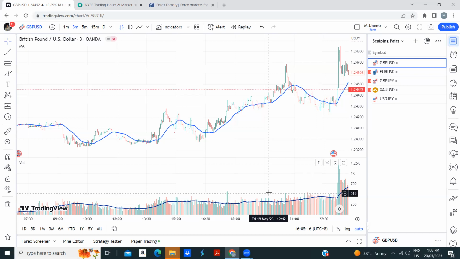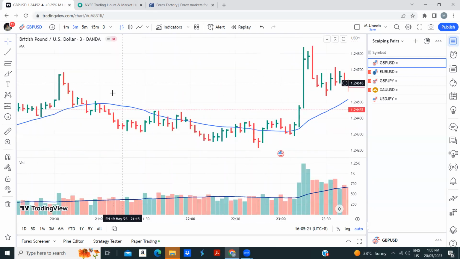But for now, I'm just telling you about GU, because during London time, GU moves faster during the London session. During the New York session, I actually go to USD JPY. I think USD JPY is a bit better for New York, because here we have two sessions open.